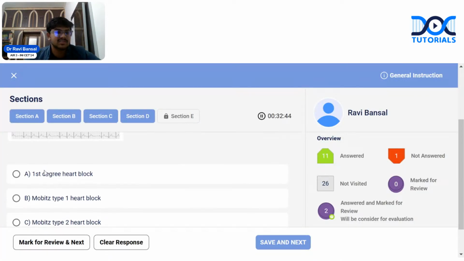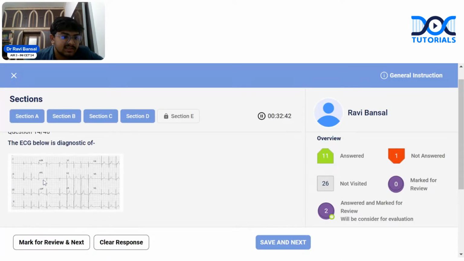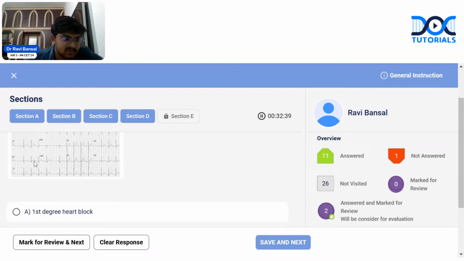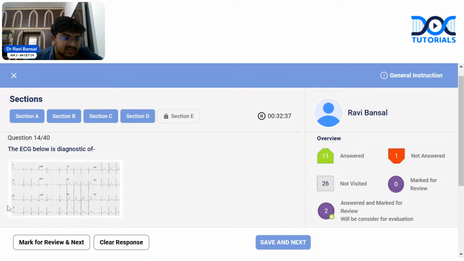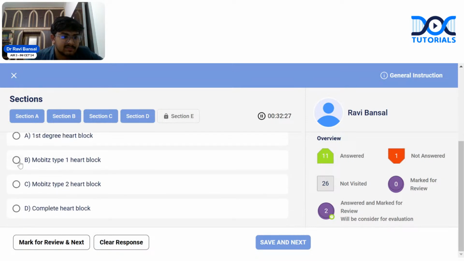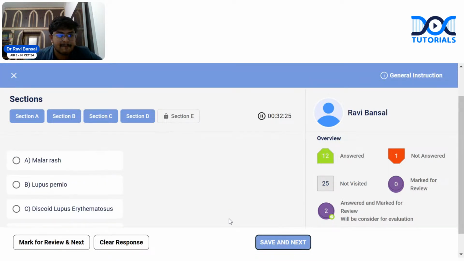So for these kind of ECG questions, just rely on the lead number two, which is given at the bottom. First see this lead, and after getting this lead, you can go above, because in the bottom lead there will be so many QRS complexes. So you can just identify it by that. So I will mark Mobitz type one.